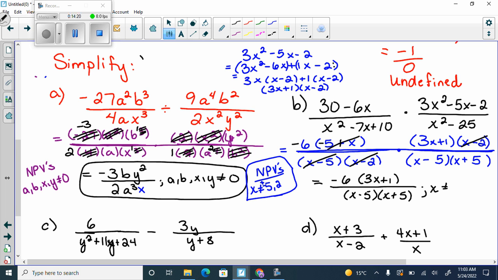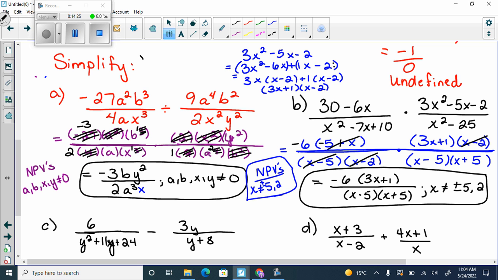X can't equal plus or minus 5, and 2. Yeah, that's pretty good.